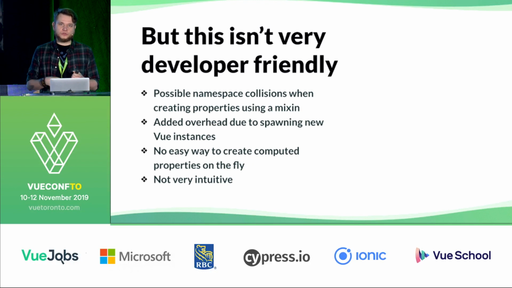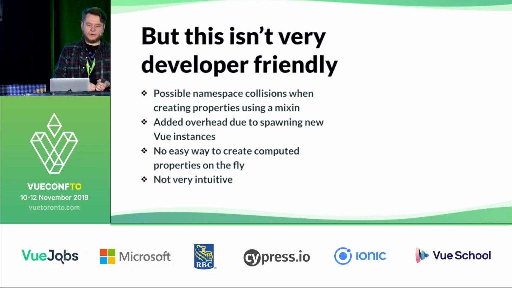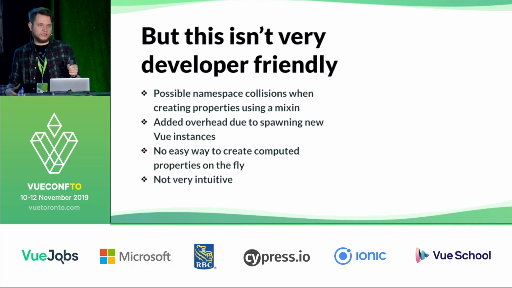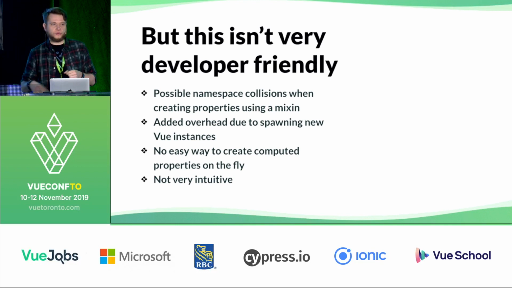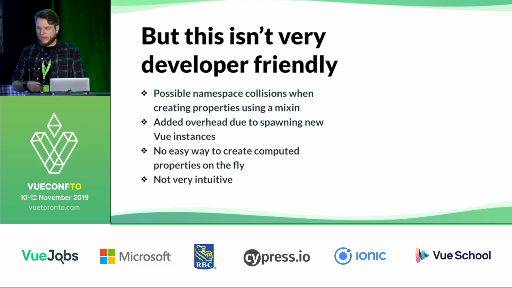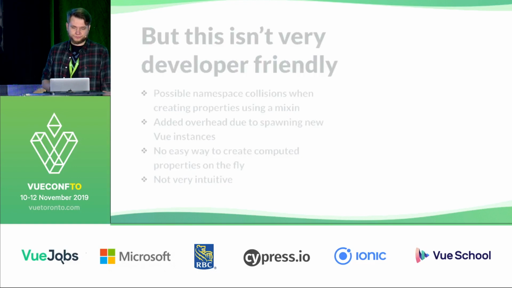And when it comes to data, we could use Vue.observable since 2.6. But I'm not really aware if there is a way to easily create computed properties other than spawning a new Vue instance just to create a computed property. So unless you're able to define all of the computed properties at once, so you can just create one Vue instance, you can't really add new computed properties whenever you need those. So it's not very intuitive. You had to hack your way around Vue to add those functionalities.